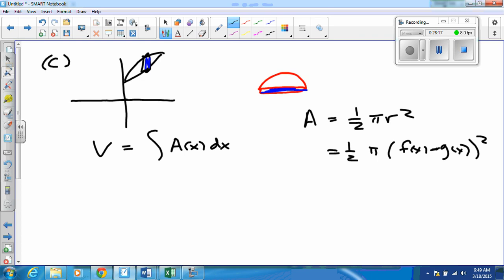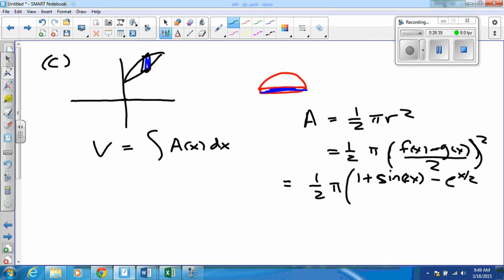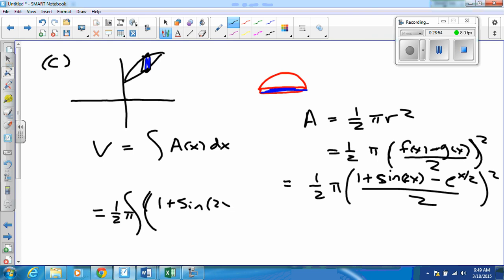Notice that I wrote it like this, but I could also have written it in terms of the curves. Half of 1 plus sine 2x, is that correct? Either way is fine. So bringing our area back over to here, I have volume equals 1/2 pi times the integral of all this mess.